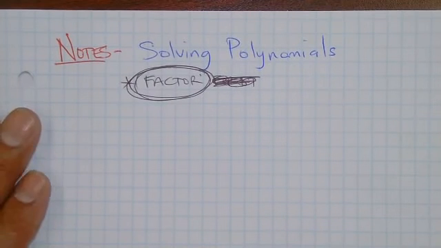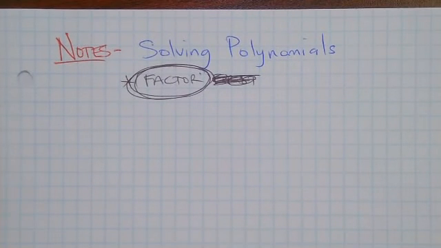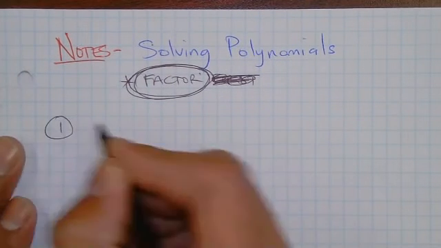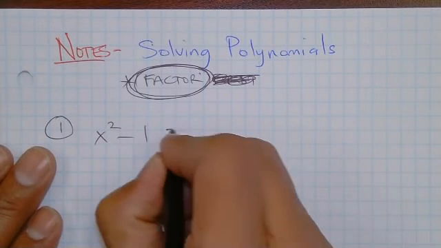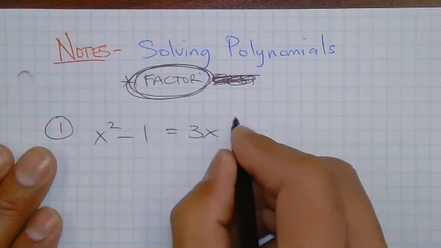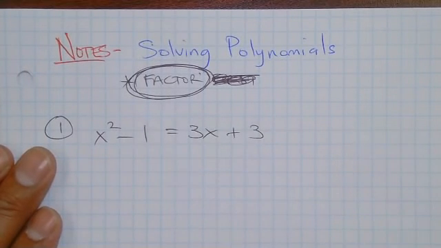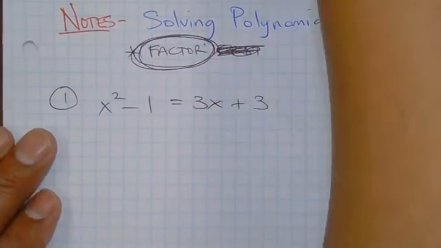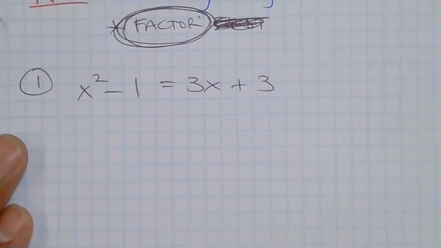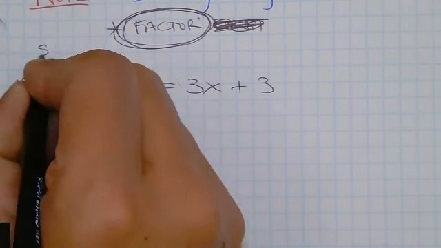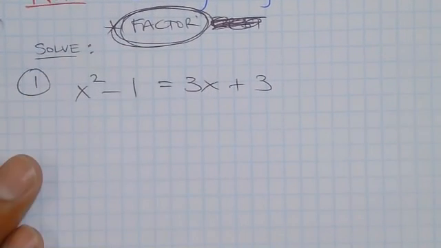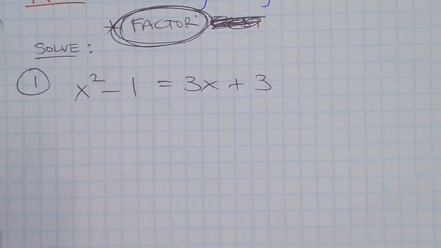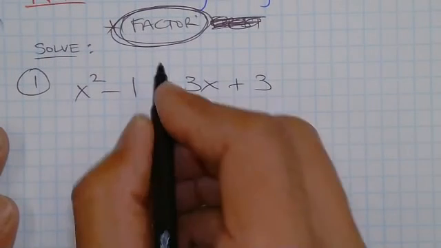Okay, so here we go. Let's just jump in here. So we did something like this on the warm-up. Let's see if you remember. Number one, x squared minus 1 is equal to 3x plus 3. I said warm-up. It's Padlet. Sorry. We did this on the Padlet. Solve, right? Well, sorry, you're not going to factor first. Anybody know what's the first thing you're going to do?